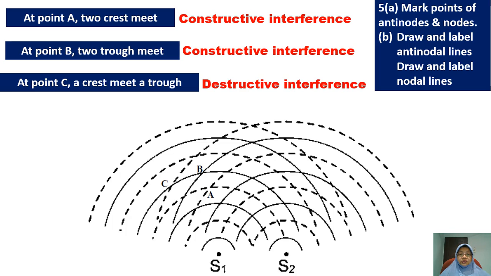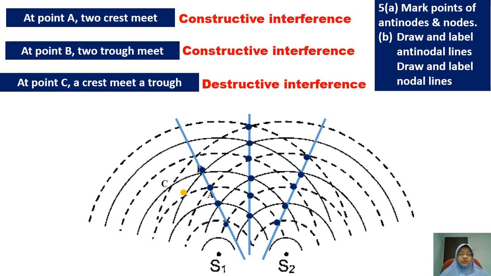So let's label the points of the antinode and node lines. This is the first one: trough and trough, crest and crest, trough and trough, crest and crest, trough and trough. So this is the antinode line. Again, these are antinode points, and this is the antinode line.